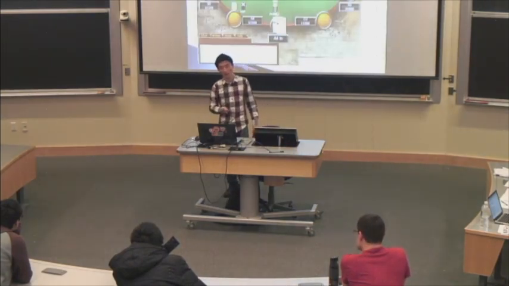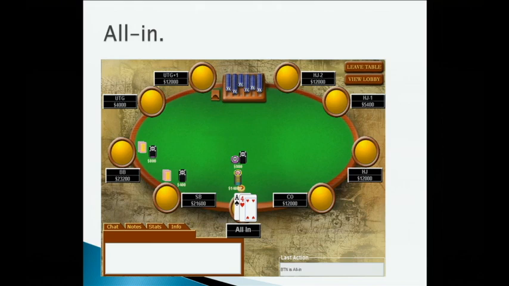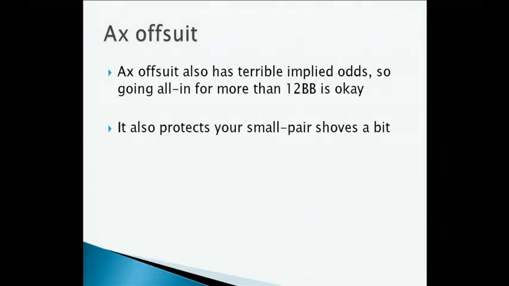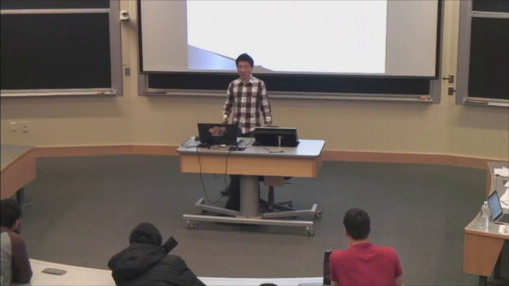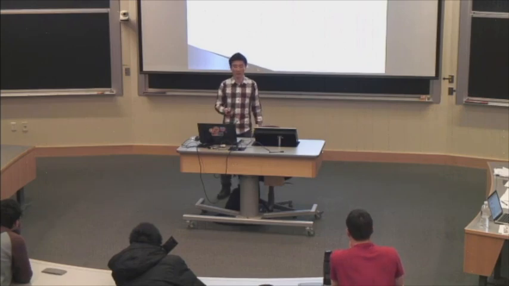Here we have 17 and a half big blinds from the button, but I think going all in with ace four offsuit is fine, basically. It's a lot, it's 17 and a half big blinds, but once again, ace X offsuit has terrible implied odds. It also protects your small pair shoves a bit.